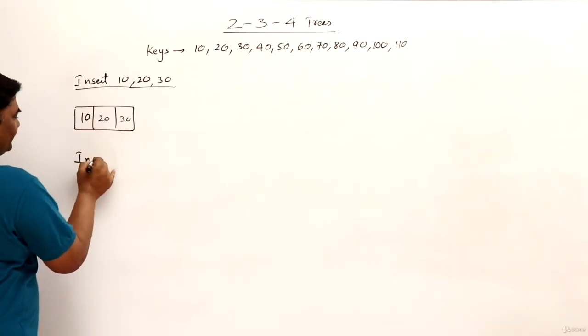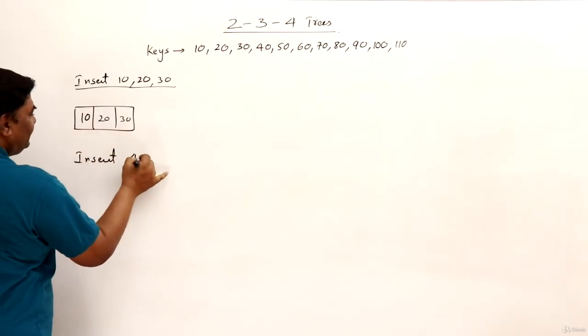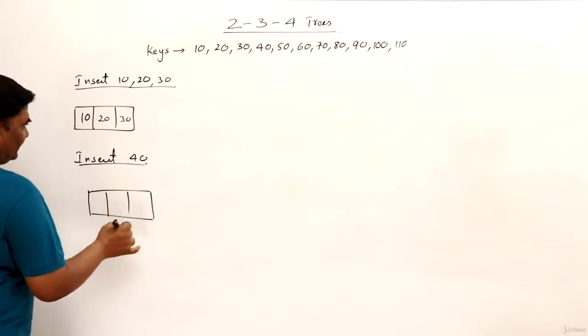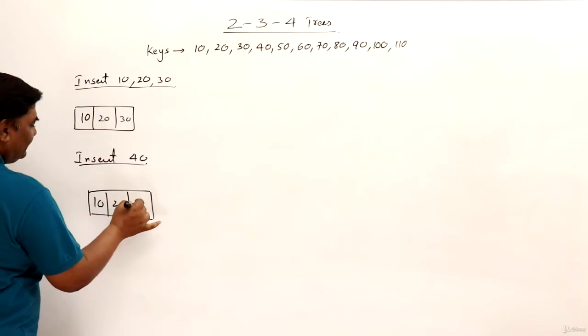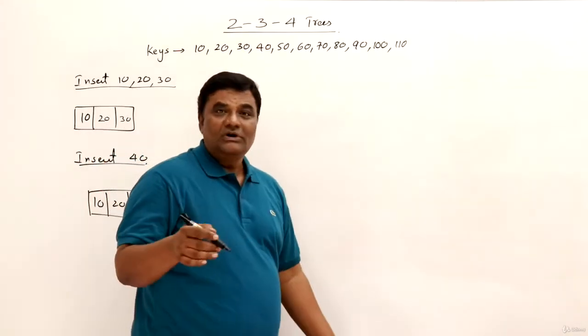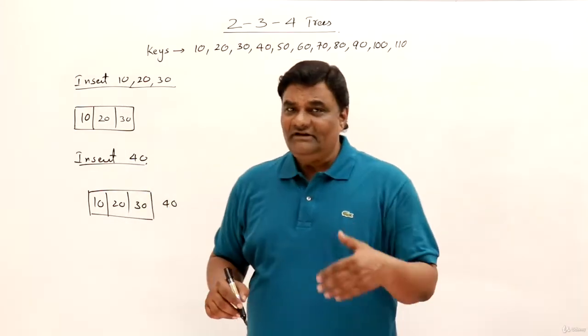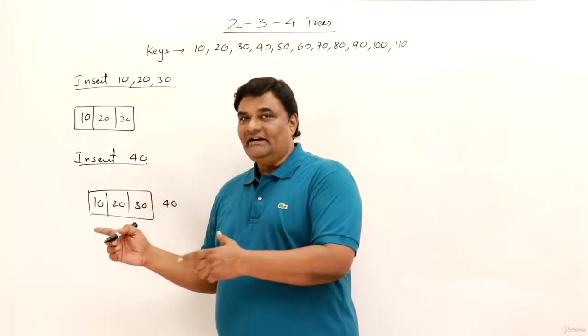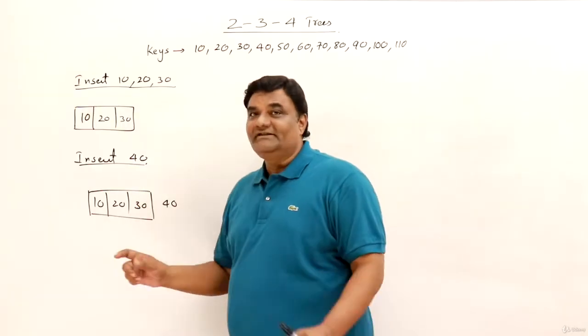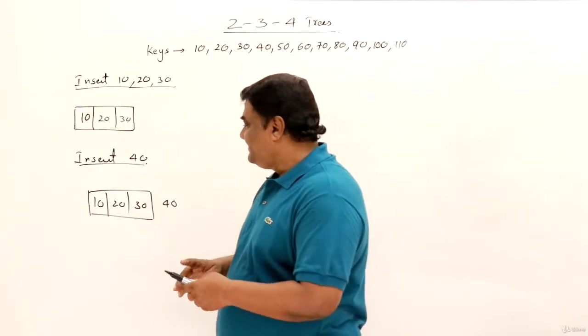Now the next step I will show you here. Insert 40. If I insert 40, now this is the thing that we have to learn, a new thing. 10, 20, 30, 40, there is no space. When there is no space, what we were doing in 2, 3 trees, we have learned already. So here I am just showing it for degree 4. When you have one more key and there is no space, then you have to split. So let us split this one.